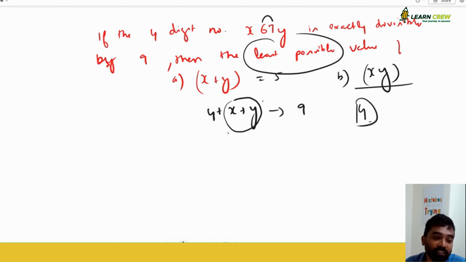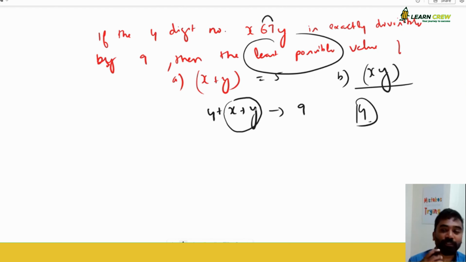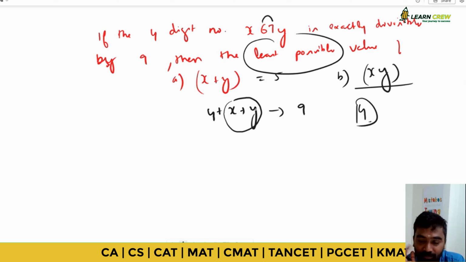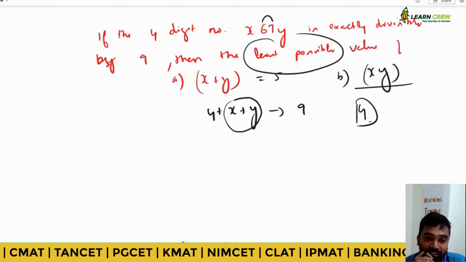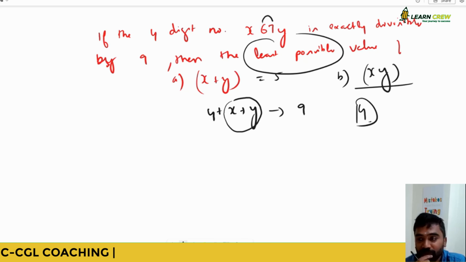If I'm asking the largest possible value, then what is the option? Largest possible value of x plus y. 9 9s are 81. 9 10s are 90. 9 11s are 99. 99 is the highest number which you can get over here. If 99 is the highest number which you can get, so now you need to find out what is that number.